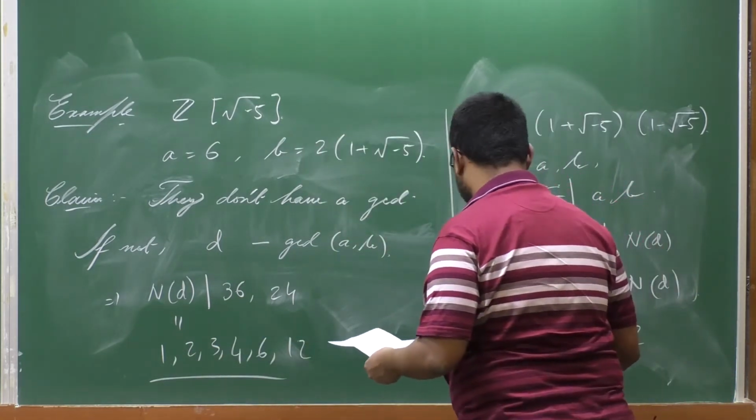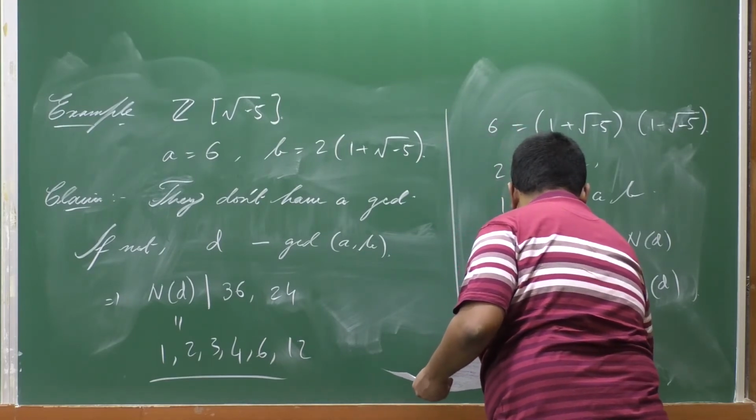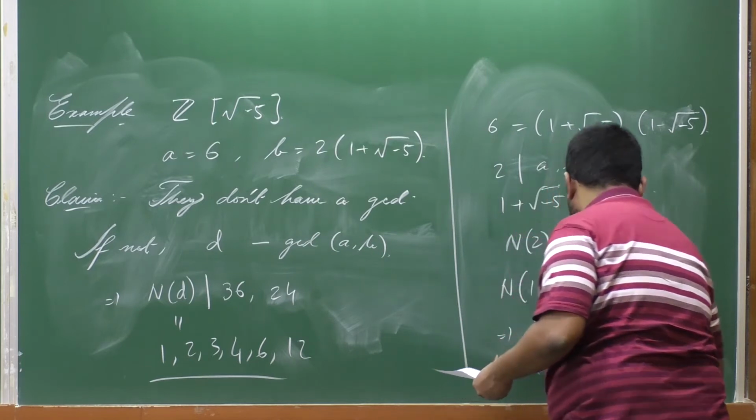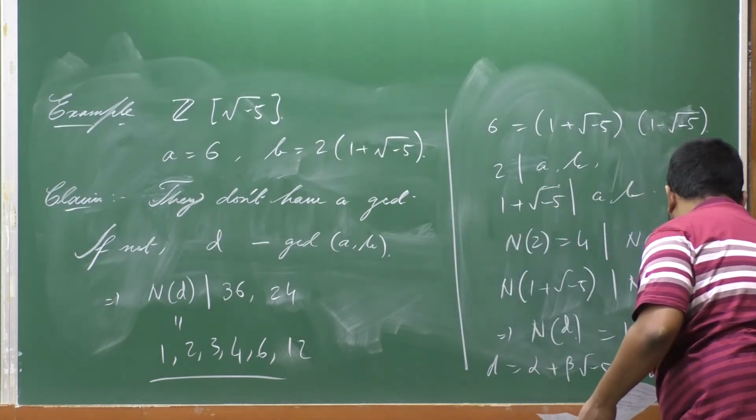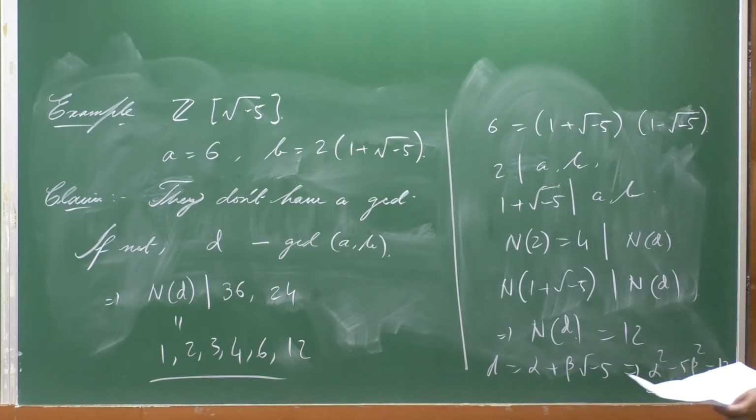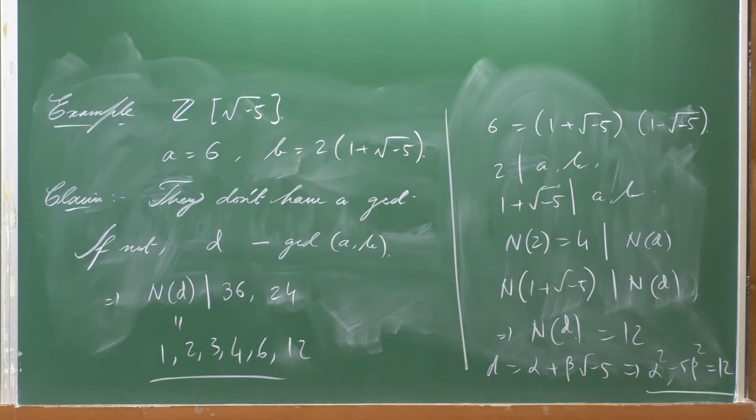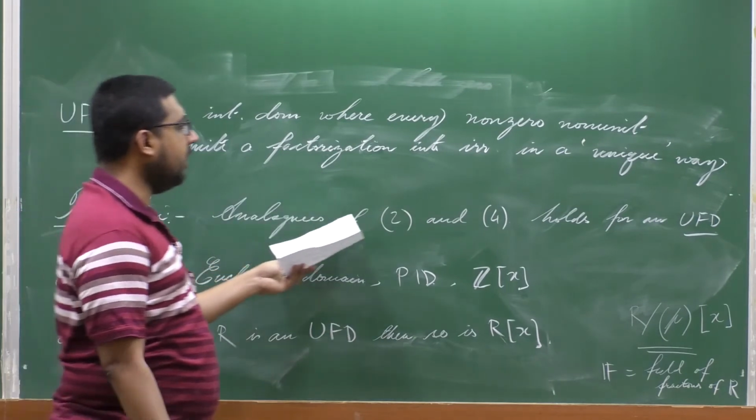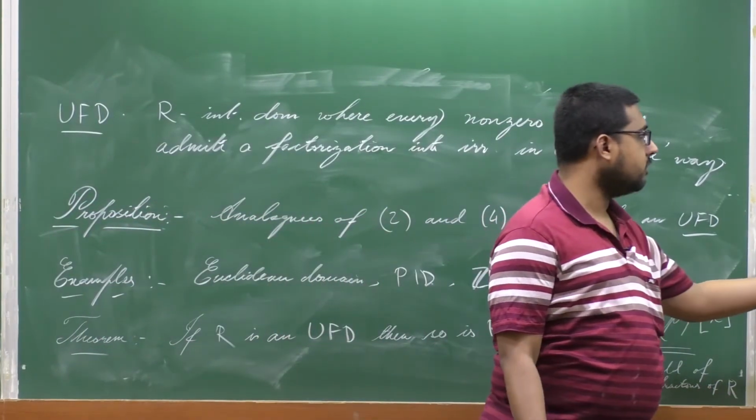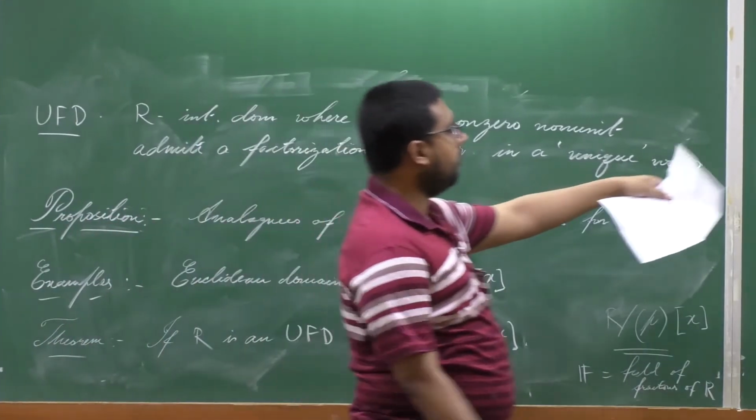Now you can show this is impossible: if D is alpha plus beta root minus 5, then that implies alpha square plus 5 beta square is 12, and you can directly show this is not possible. Thus, using the property that any pair of non-zero non-units has a GCD in any UFD, we prove that this is not a UFD.